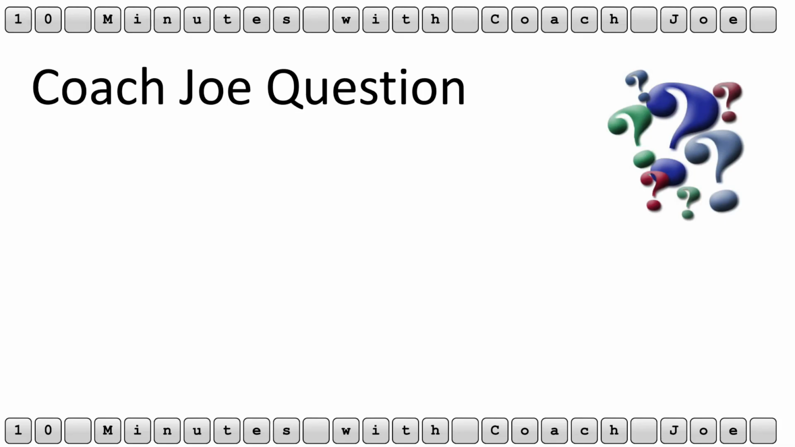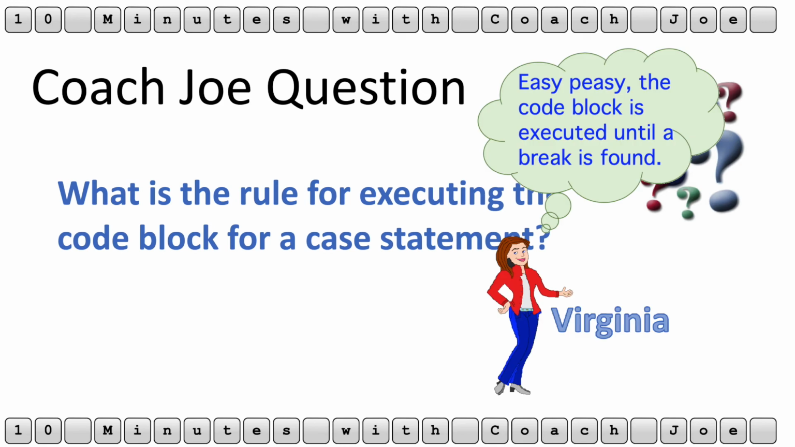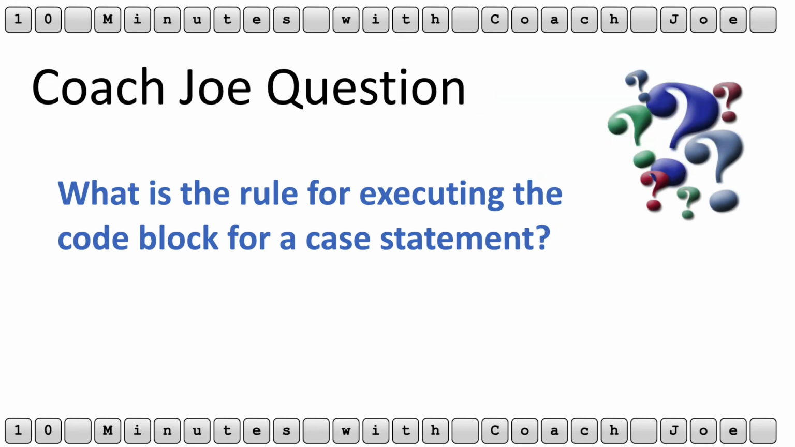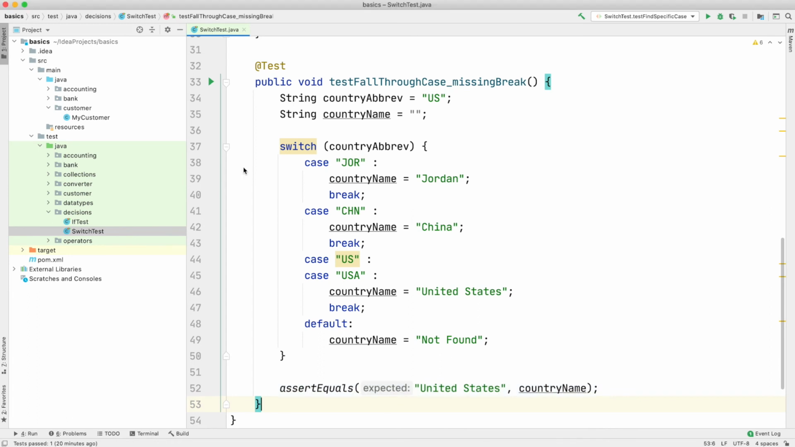Time for a Coach Joe Challenge question. What is the rule for executing the code block for this case statement? Correct. If the code block for the case statement does not have a break, the code block for the next case will be executed. The next case code block will continue to be executed until the break is found or until the switch statement ends. This test will prove that the case for US is executed and the code block for USA was executed because no prior break was found. The assert will test country name to verify the value is United States. Let's run this test.